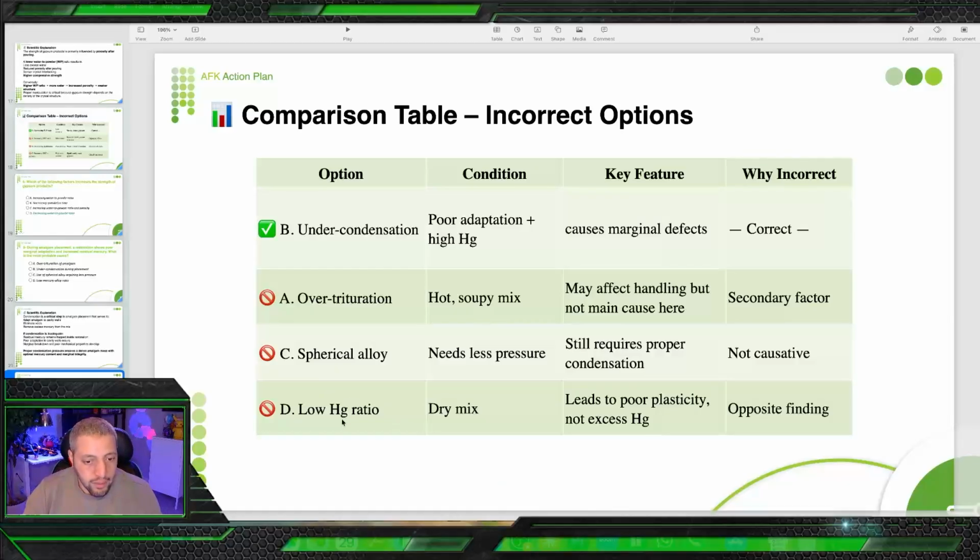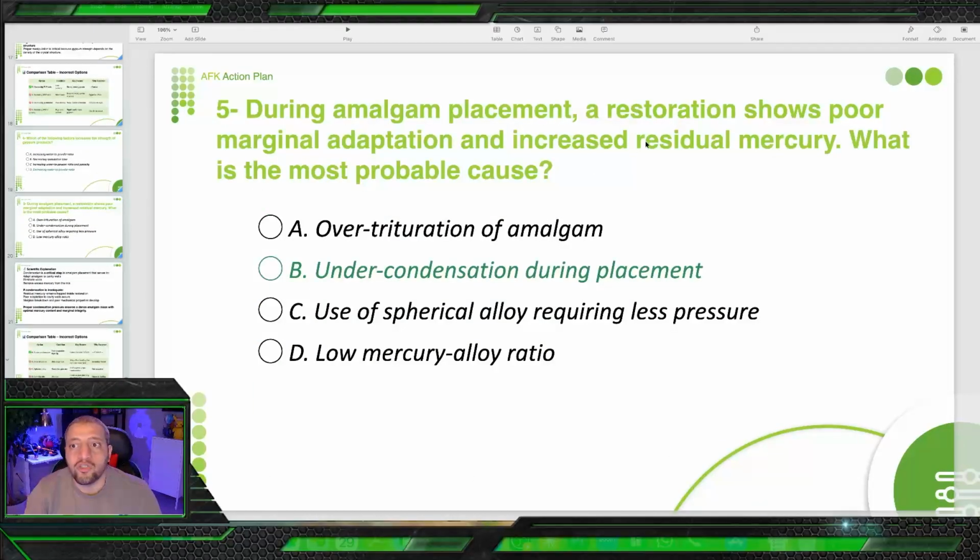Low mercury ratio is going to end up with a dry mix, which should lead to poor plasticity, not excessive high mercury at the end. So this will end up with the opposite finding, because you start with low mercury, so it makes no sense to end up with higher residual mercury in the final mix. So here, the restoration shows poor margin adaptation and increased residual mercury, so this is under-condensation during placement. Or you can say under trituration, but this is giving you over trituration. This is why I'm trying my best to explain the concept and ignore the question, ignore the option, because once you understand the trituration process and you understand over and under, it makes your life easy.